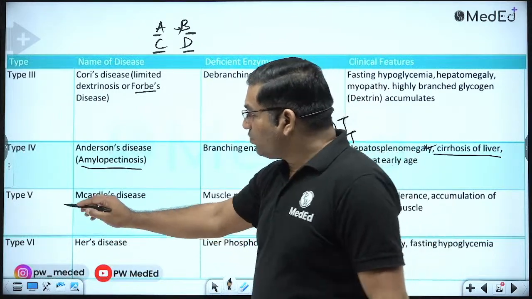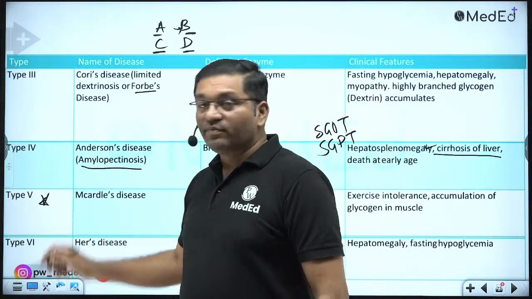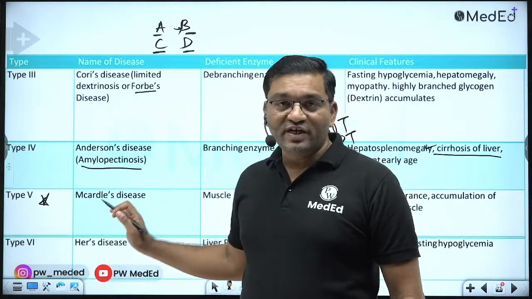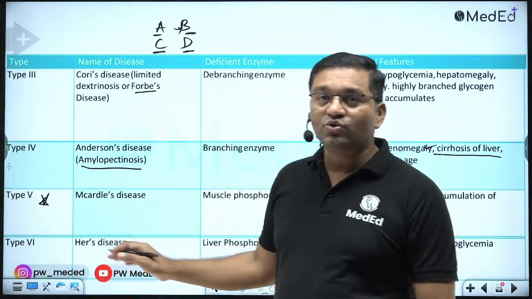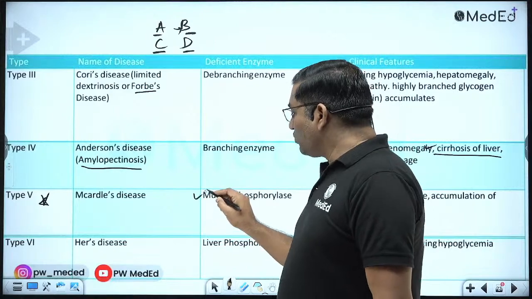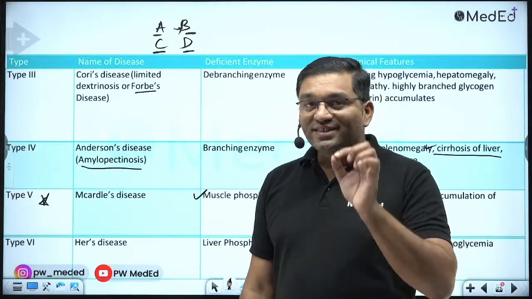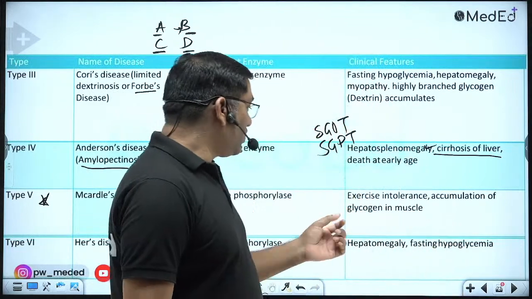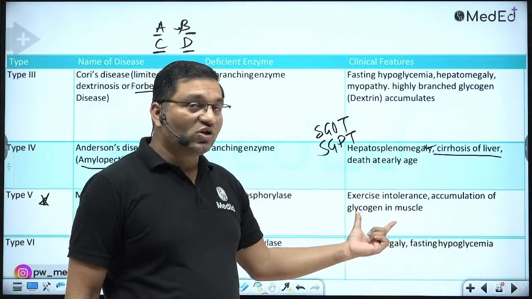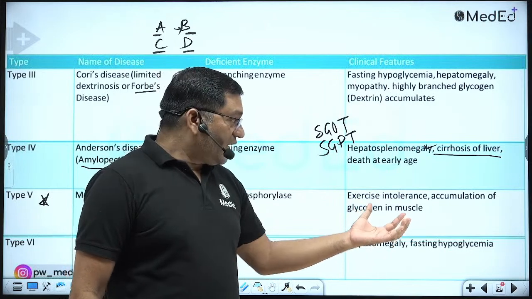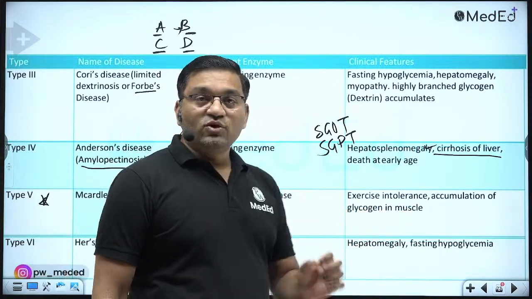McArdle disease is important. After von Gierke's and Pompe's disease, this is the third one, which is very, very important. McArdle disease is due to a defect in the enzyme muscle glycogen phosphorylase, and it is characterized by exercise intolerance and accumulation of glycogen in the muscle.